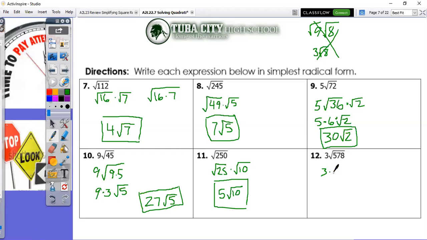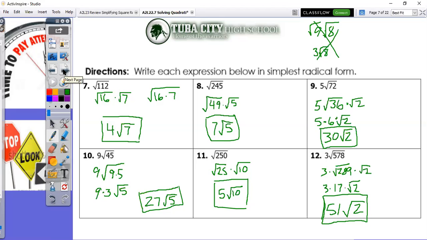So root 289 times root 2. Square root of 289 is 17. And there you go. We got it. Just about. Multiply this together. 3 times 17 is 51. And that looks like it's it for that one. Nothing else you can do.